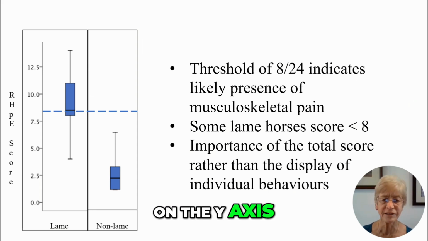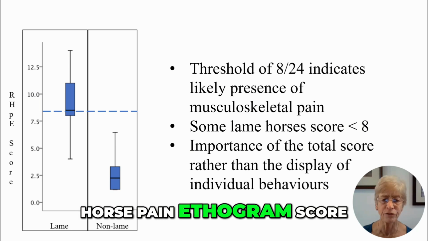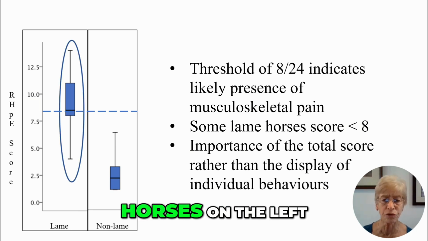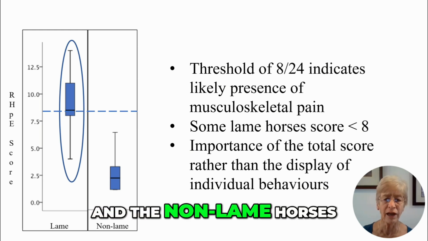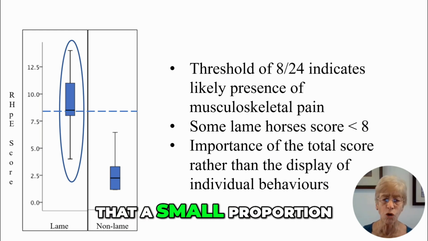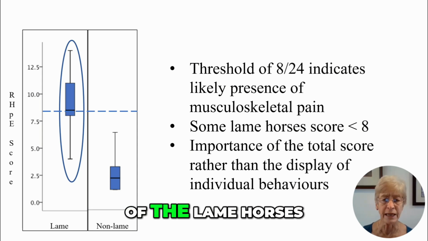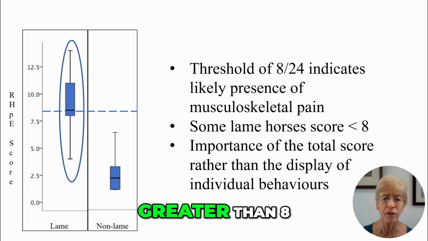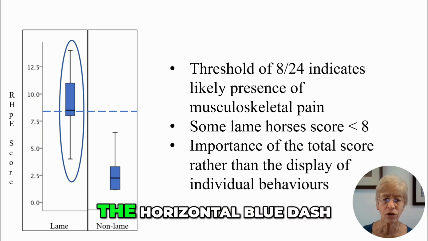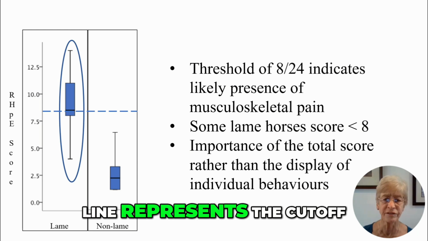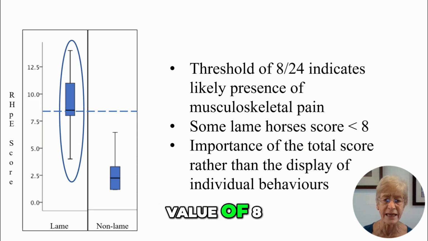On the y-axis, we have the ridden horse pain ethogram score, and on the x-axis, we have the lame horses on the left and the non-lame horses on the right. And we can see that a small proportion of the lame horses have low scores, but the majority are greater than 8. The horizontal blue dashed line represents the cutoff value of 8.